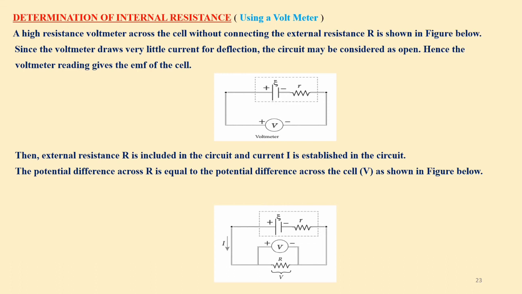Now in this circuit, since an external resistance is connected, a current of I ampere will be drawn from the cell. When I ampere current flows through the resistance R, the product of I and R will be equal to V, that is the potential difference across the resistor R. So the total resistance in the circuit is capital R plus small r. Okay, now let us describe this in the next slide.